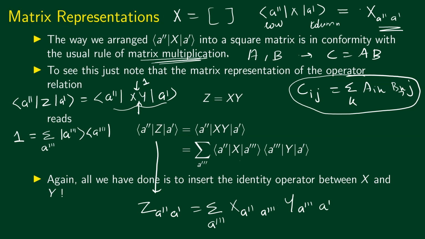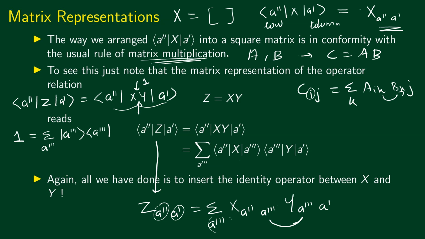So this is exactly the same as the matrix multiplication rule that we have given here. Instead of i, I have got this a double prime here. Instead of j, I've got a prime here. And instead of the sum over k, I've got the sum over a triple prime. The k index is summed over. Similarly, the a triple prime index is summed over. This is the row index and this is the column index of the product matrix.